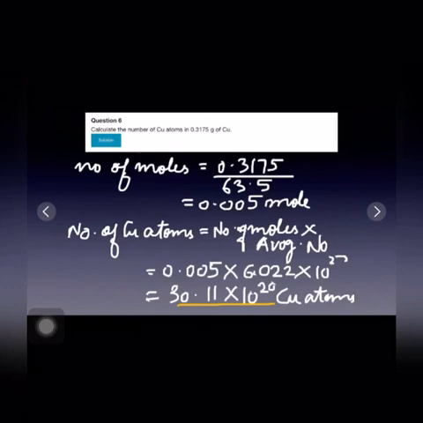So I hope the numericals related to mole concept are clear to you all. So that's it for this video. In the next video we are going to discuss some more important numericals on some other topics.